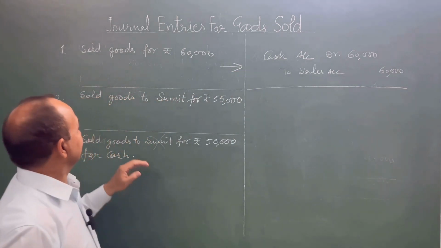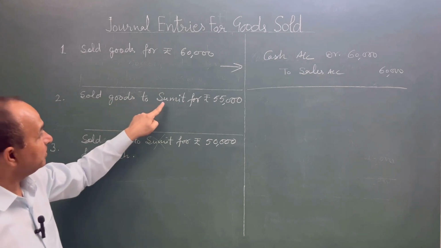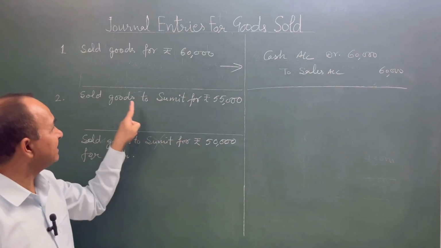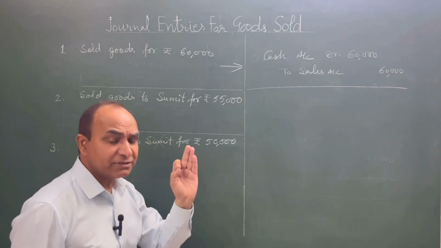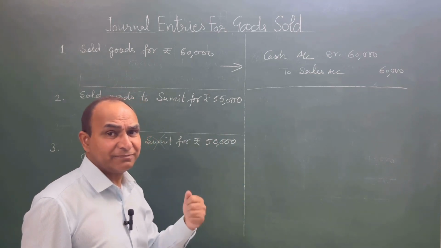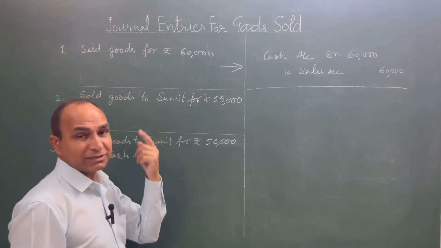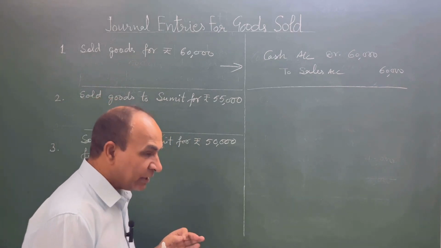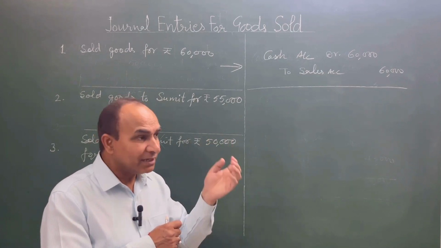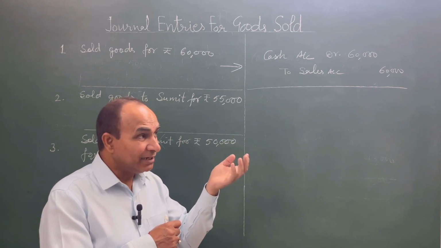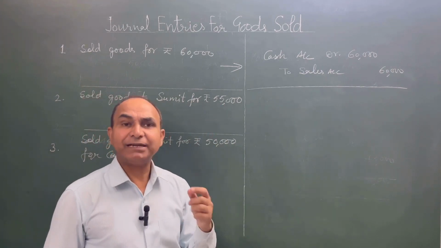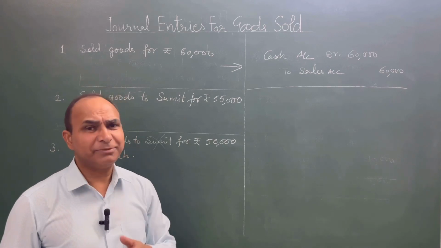See this students. Now the second one, sold goods to Sumit for rupees 55,000. This is a credit transaction, but sales account is credited irrespective of the fact whether it is a cash sale or a credit sale, because that is generating income for the business. But this is a credit transaction and Sumit is a customer to whom we sold goods on credit. So Sumit is a personal account, remember. What is the rule of personal account? Debit the receiver, credit the giver. And Sumit is receiving goods for rupees 55,000, and accordingly, Sumit's account will be debited.